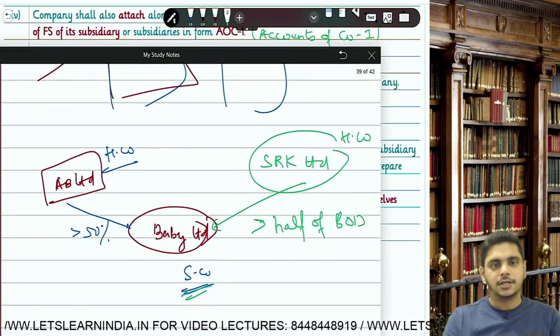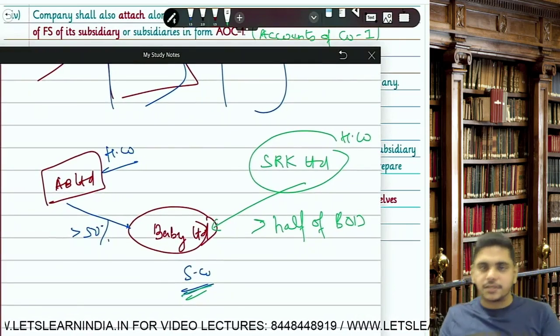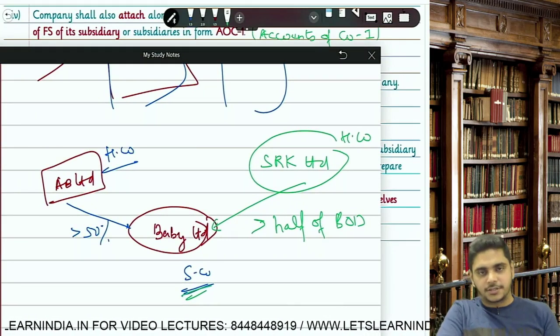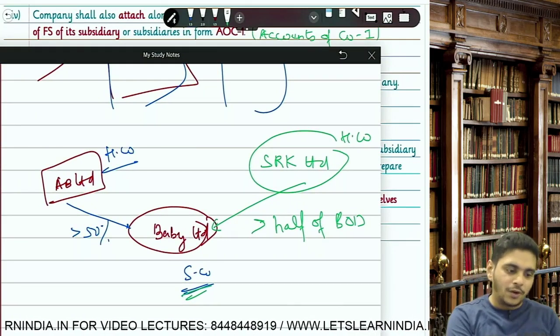Imagine this is the picture. AB has invested more than 50%. SRK is controlling more than half of the board of directors. He is appointing more than half of the board of directors. Now the question is, who will do conso?